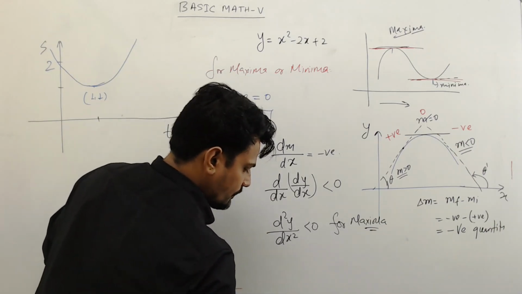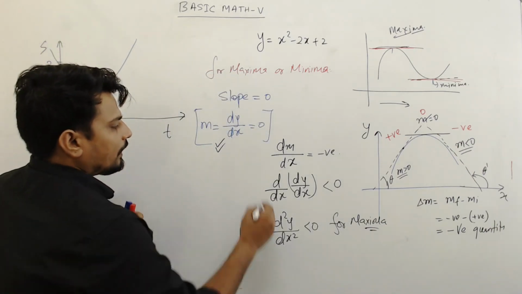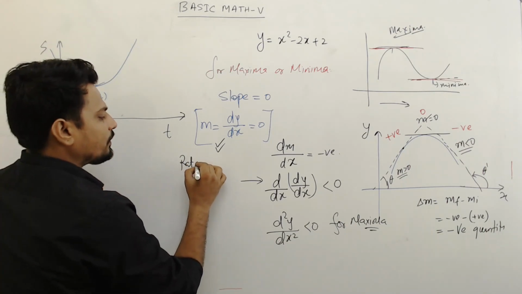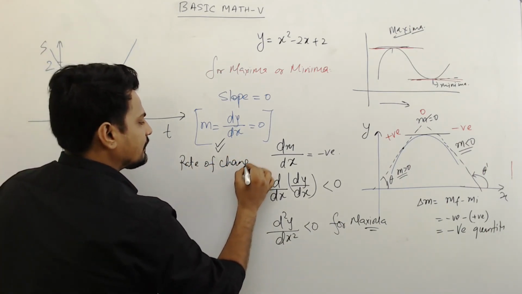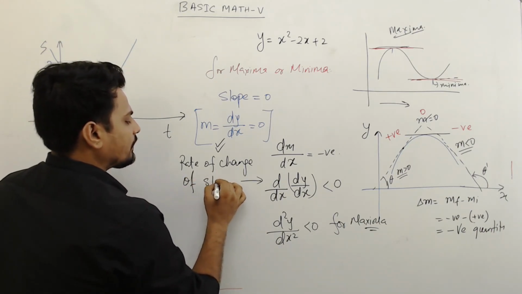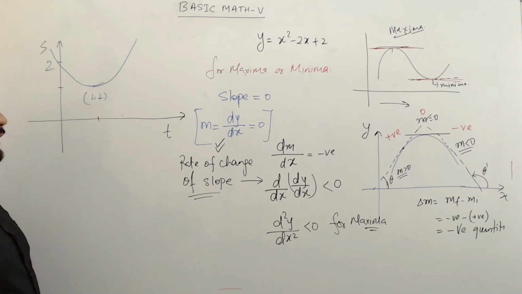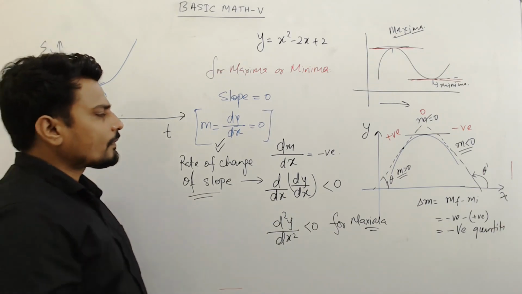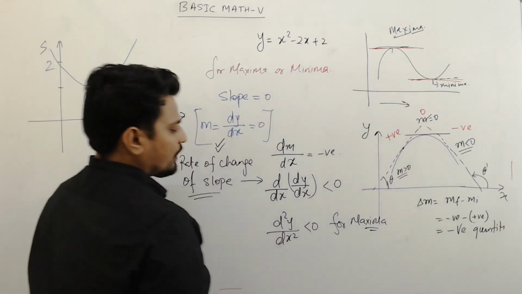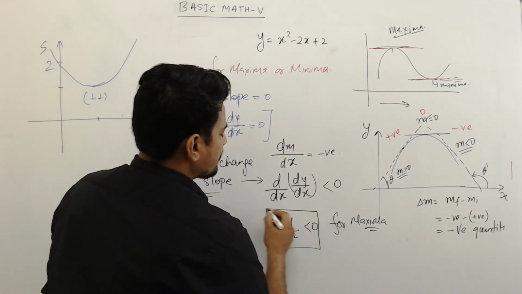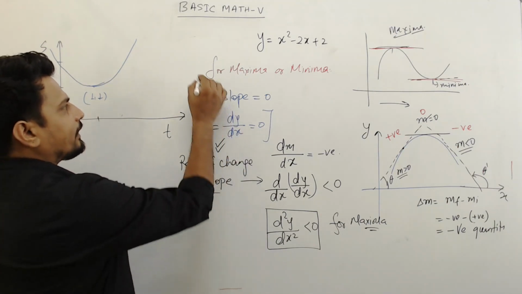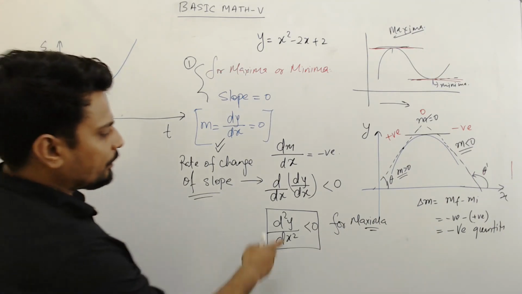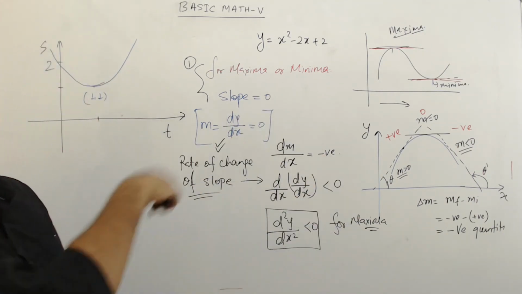Isn't this clear? Now let me tell you something. If I talk about this expression in particular, this is nothing but the rate of change of slope. So double differentiation of y with respect to x tells you the rate of change of slope. So one thing is quite clear now. At the point of maxima, d square y upon dx square has to be lesser than 0, which means it's a negative quantity. So that is the second criterion. First was that dy upon dx has to be 0. Now the second criterion: if d square y upon dx square is lesser than 0, then that point is going to be the maxima.